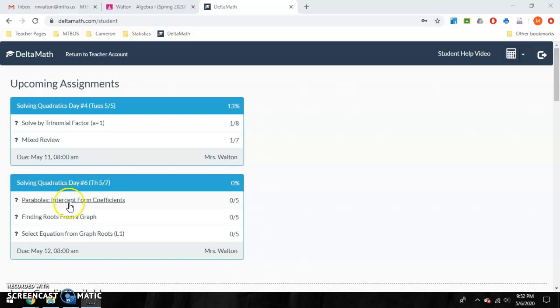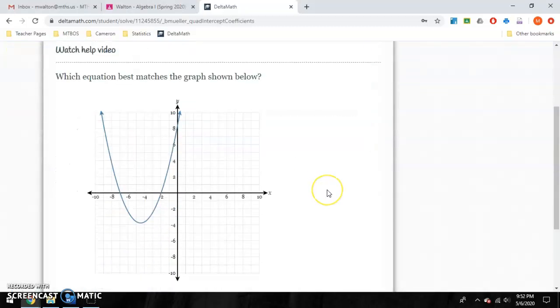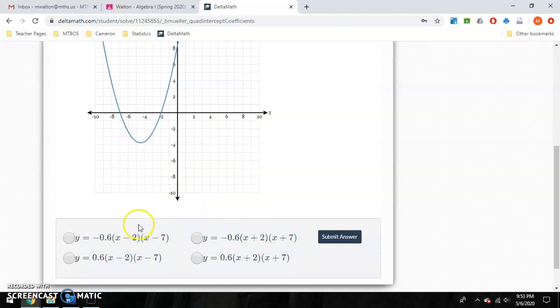All right, so we have 3 different assignments here, and I'm going to go ahead and do a few examples from each of these. So first off, this is parabolas, intercept form coefficients, and this should look very familiar. Here's what we have. It says, which equation best matches the graph shown below? We have several different equations here.